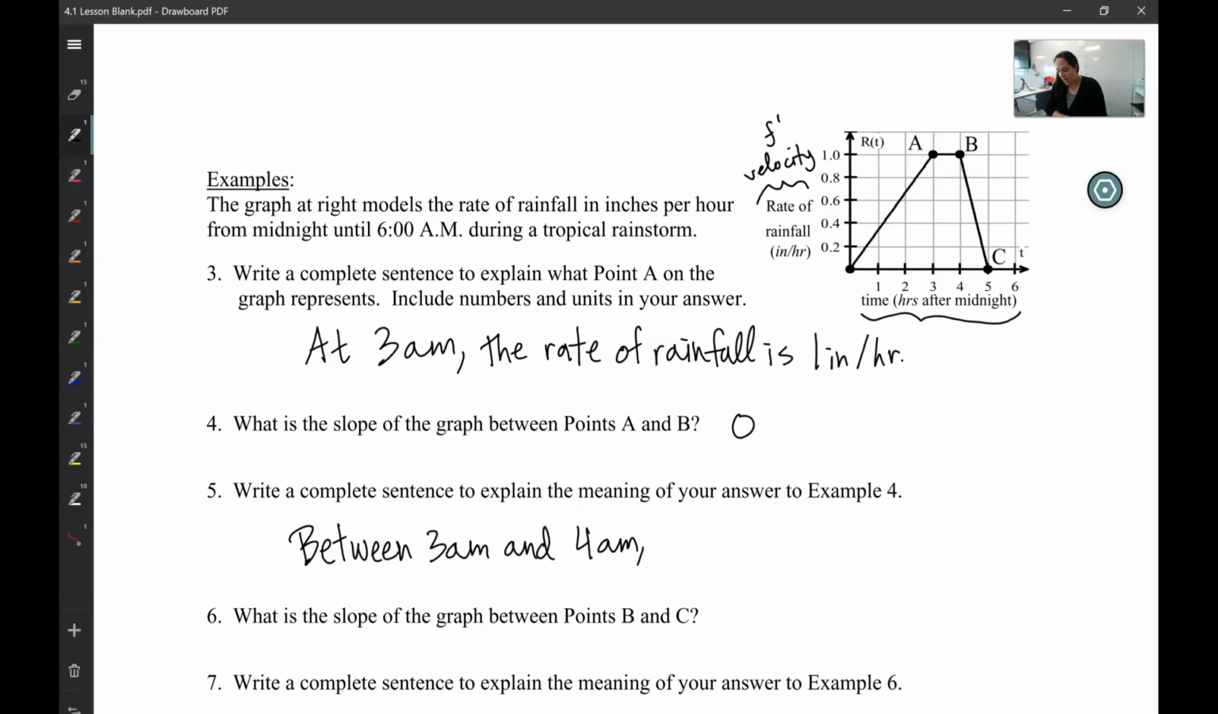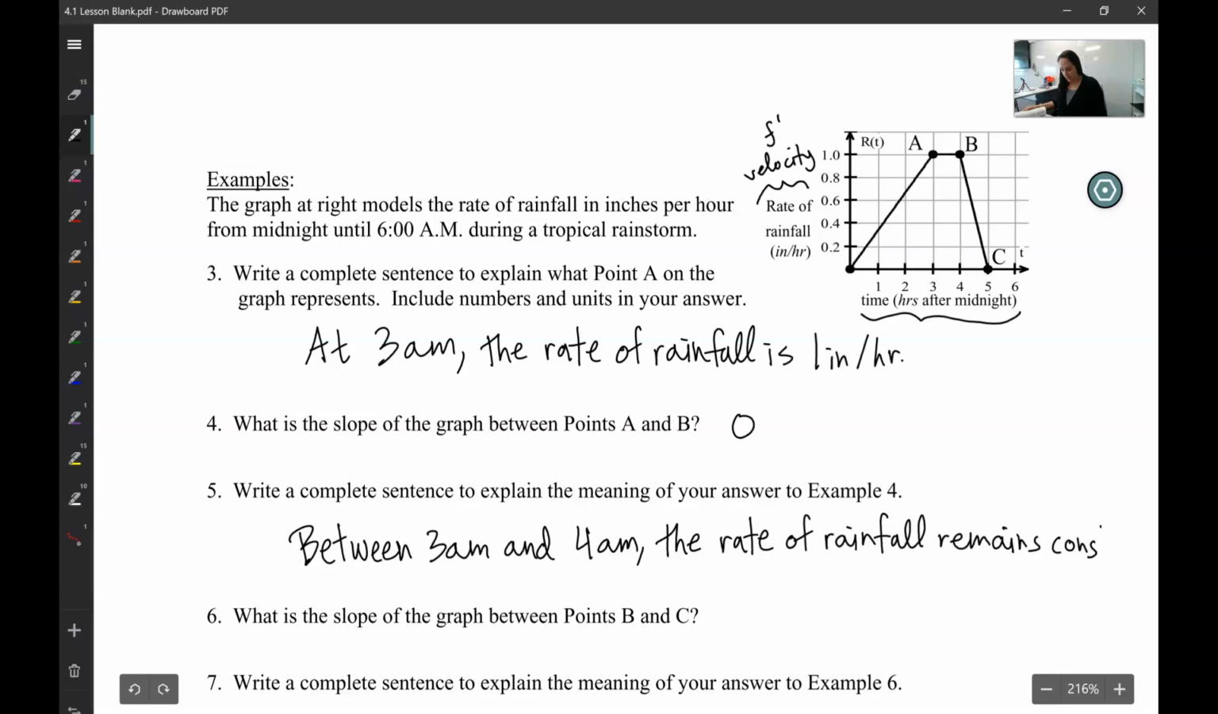So we could say between this time, the rate of rainfall, is it increasing during this time? Is the rate of rainfall decreasing, or is the rate of rainfall remaining constant? Well, it looks like the rate of rainfall is remaining constant. So we can say between 3 a.m. and 4 a.m., the rate of rainfall remains constant. Or we could just say the rate of rainfall is constant.